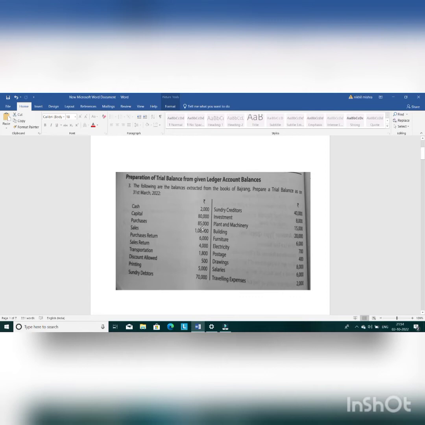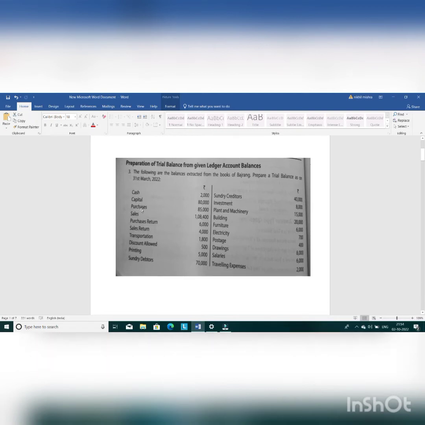In the previous video, I explained the trial balance rules. Debit all the expenses and assets, we write them in the debit column, and in the credit column we write all the incomes and liabilities. Here are a few sums we'll be discussing. In this sum, the following are the balances extracted from the books of Bajrang. Prepare a trial balance as on 31st March 2022.